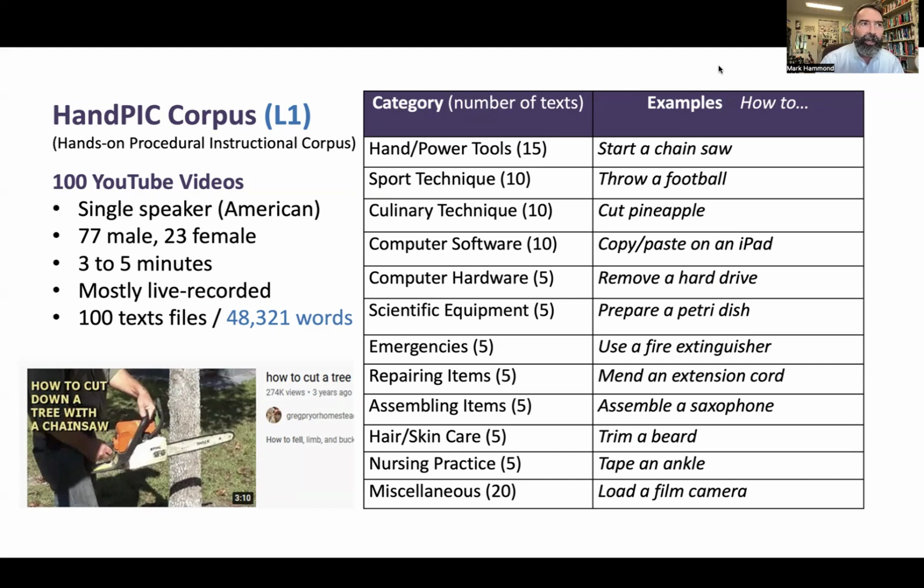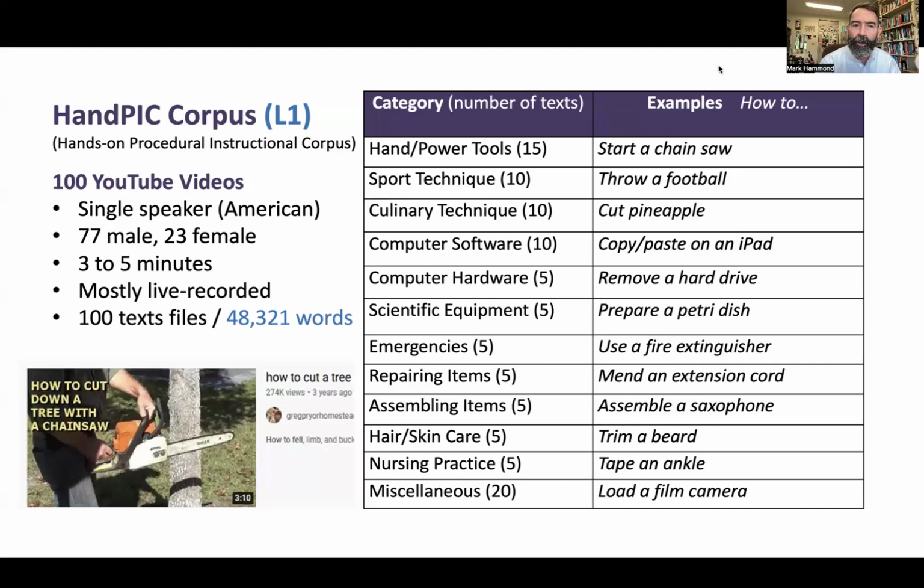It just seemed to be a better way to go about looking for salient patterns if I had just one variety of English. Same thing with gender. There's more males than there are females, but I'm not trying to say anything specifically about gender. That's just kind of what happened when I was looking at the videos. They're 3 to 5 minutes, so relatively short for most YouTube videos.